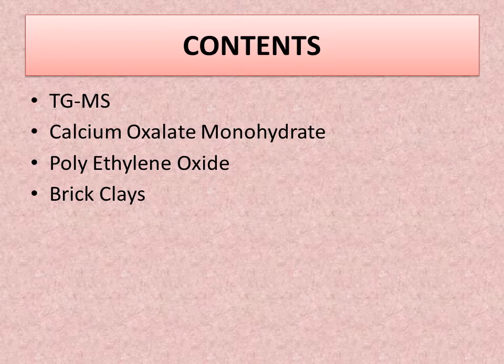And here are the contents of the current video. We will see in detail TGMS, that is thermogravimetry mass spectrometry. And we will understand this technique with the help of different compounds and their spectra, like calcium oxalate monohydrate. Then we'll see the spectra for polyethylene oxide, and then we'll see the example of brick clays. So let's get started.